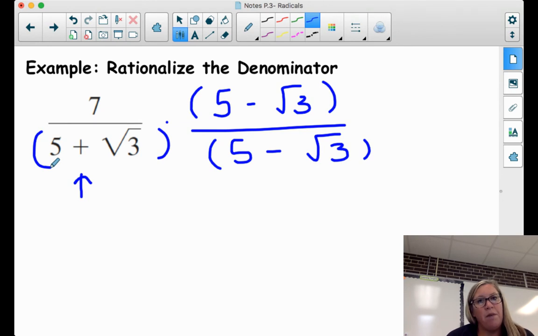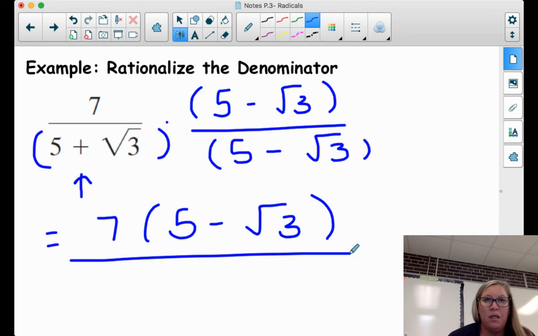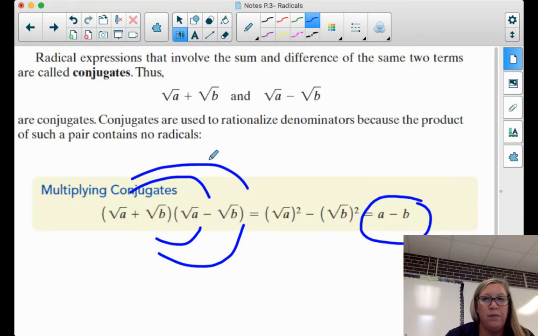All right, so we're going to go ahead and multiply across. So my suggestion is that you do not distribute that numerator first, that's 7. So you're just going to go 7 times the quantity 5 minus the square root of 3. In the denominator, those are conjugates. So you could FOIL them out first, outside, inside, last. Or go back to this rule. What you're going to be left with when you FOIL those out is just A minus B.